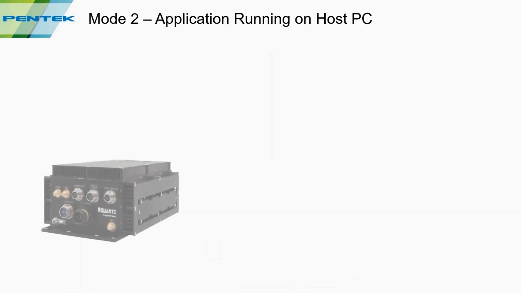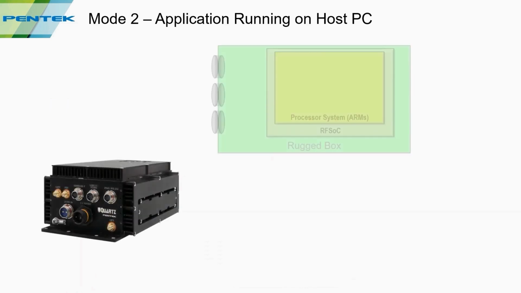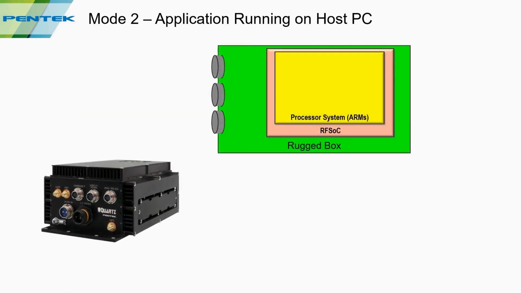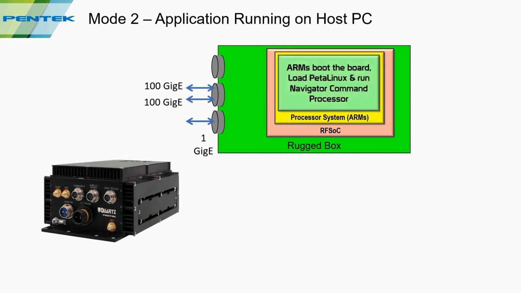The API is also ideal for our small form factor rugged box. This has a 1 gig E interface on the front. It also has dual 100 gig E interfaces over optical. And when this boots, similar to the PCIe version, the ARM comes up, it loads the image, it loads Petalinux, and it starts running the Navigator command processor.